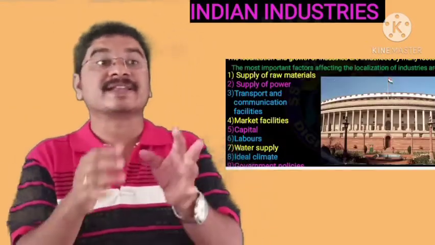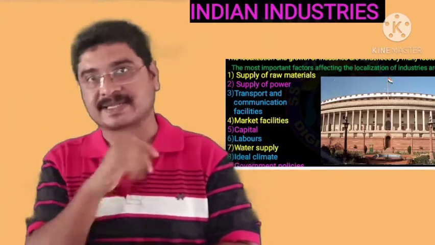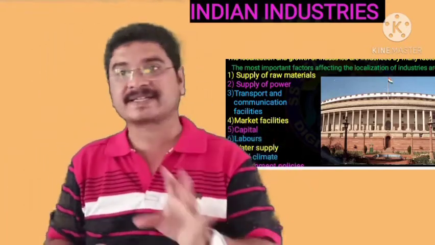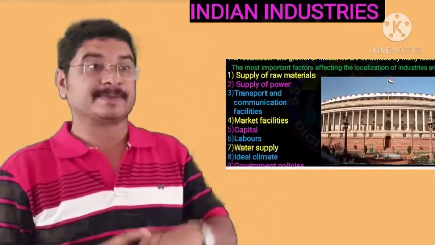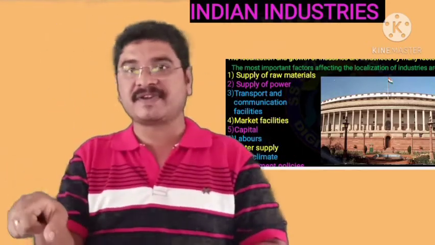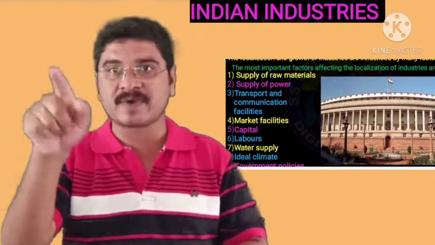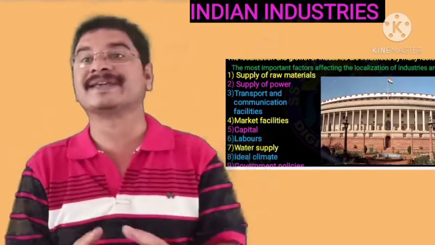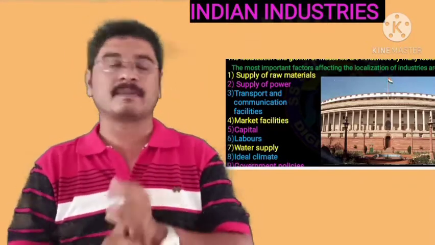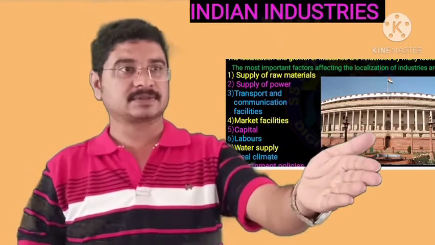Now, let us read one more point in this chapter, localization of industries. The localization and growth of industries are influenced by various important factors. The most important factors affecting the localization of industries: supply of raw materials. If we are going to start an industry, there are some important factors needed. They are supply of raw materials, that is very important.